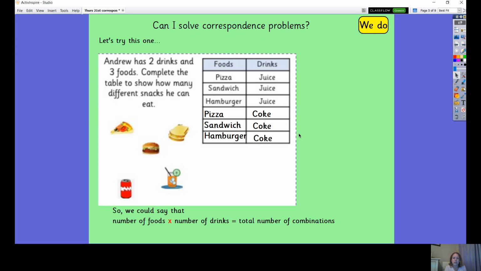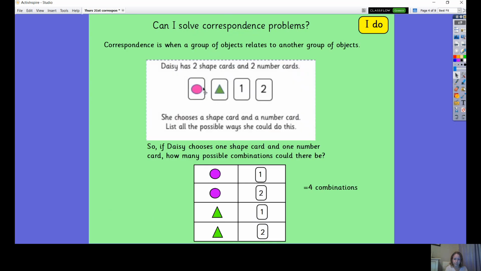So then what we need to do is try and write a rule, if you like, a general rule about what we've found out. So we could say that the number of foods times the number of drinks equals the total number of combinations, because I was looking at it and I thought, oh, do you know what? There are 2 drinks and there are 3 foods, and 2 times 3 is 6, and that's my total combination. And then if you look back on the one we've already looked at, there were 4 combinations, weren't there? There were 2 shape cards and 2 number cards, and 2 times 2 is 4. So that was a really big help.